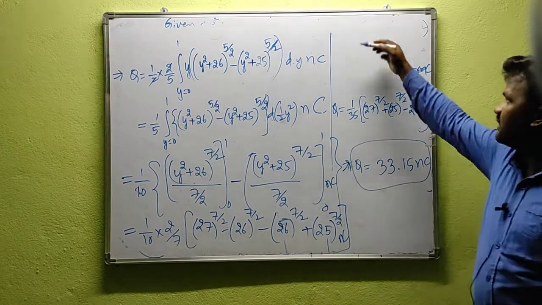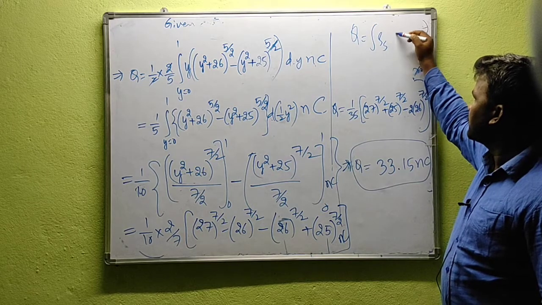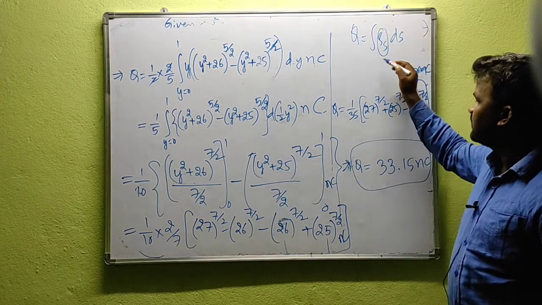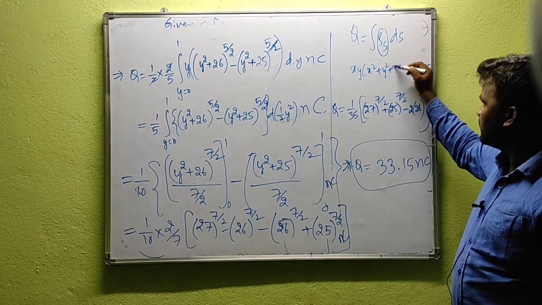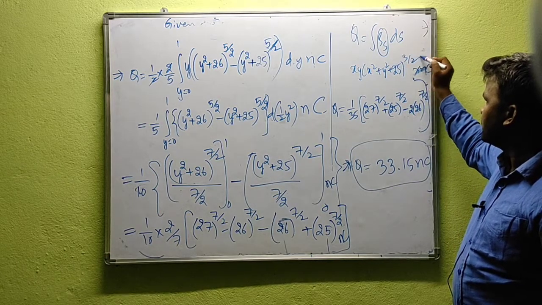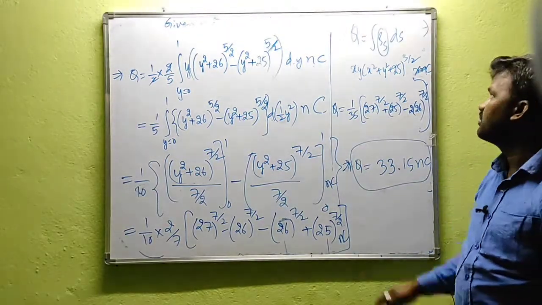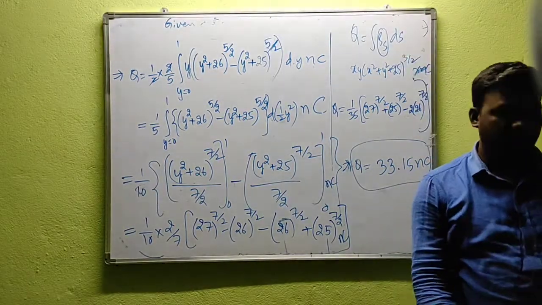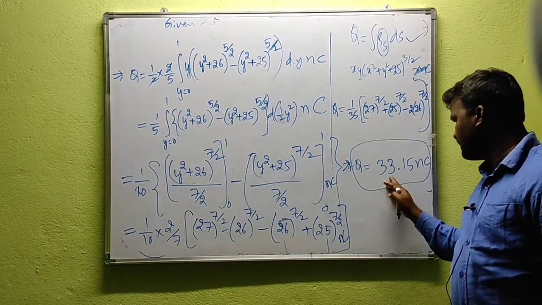Basically here is a problem related to simplification, that is q equal to the integral of rho s ds. Rho s is given, that is xy into (x square plus y square plus 25) whole power 3 by 2 ds, the differential surface area normal to the given plane. The plane is z equal to 0 plane, so ds is dx dy. And if you simplify this one, you will get the answer q as 33.15 nanocoulombs.